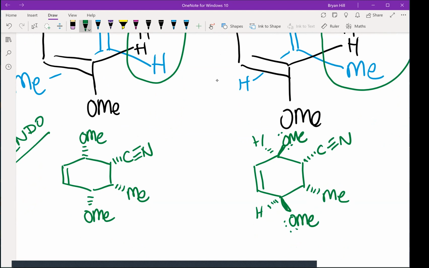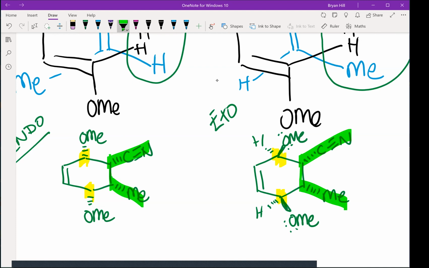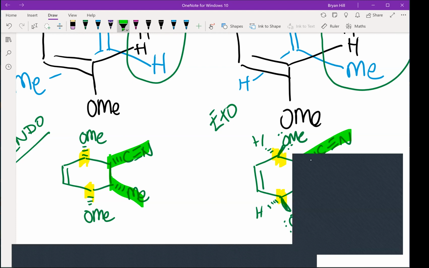So the only thing that has changed between the exo and the endo is the relative stereochemistry on the carbons that were originally on the diene. The substituents here, that was dictated by the stereochemistry of the dienophile. It was cis, so they're both on the same side. So it's just the relative stereochemistry of those 2 OMe groups that changes between the 2 transition states. So that's really neat.